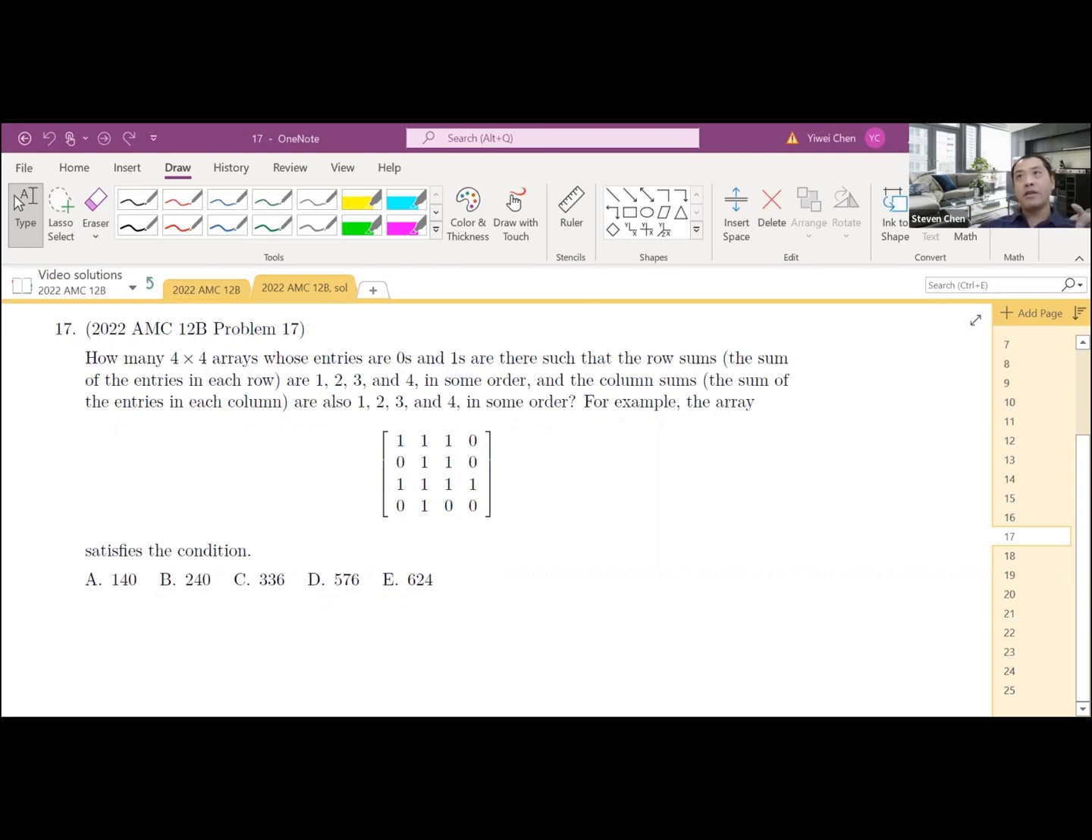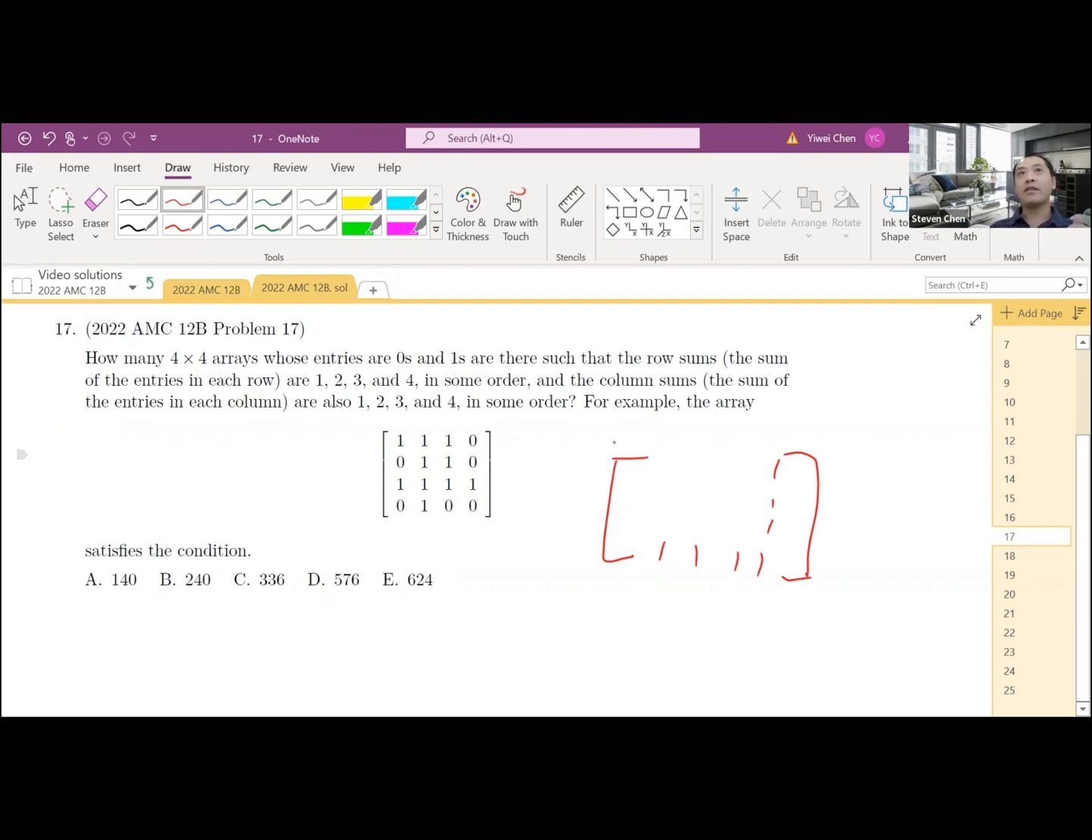The next question is, how many such benchmark matrices do we have? Let's construct such benchmark matrices. First, recall that row 4 should have 4 ones, so the bottom row should be all ones. And second, because the rightmost column should have 4 ones, every entry on the right column is 1.